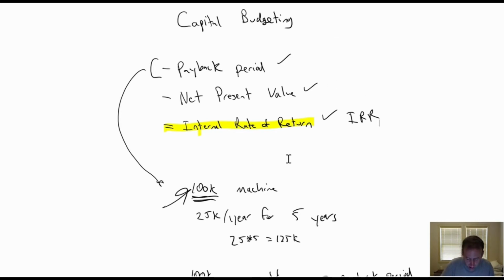So I'd like to look at this scenario. We buy a $100,000 machine. We think it's going to generate $25,000 a year in cash flow for 5 years. No residual value, nothing else. Just that, right? And so as we mentioned before, that's $125,000 in future cash flows for a $100,000 machine. Hey, maybe it's worth investing in. Who knows, right? What's the internal rate of return of such an investment?